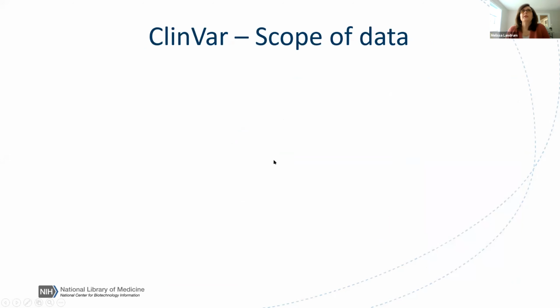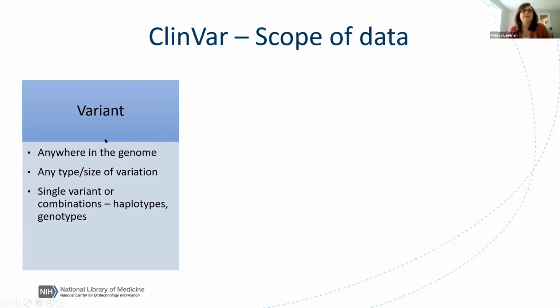So the scope of data that you'll find in ClinVar is fairly broad. So variants can be anywhere in the genome, and they can be any type or size of variation. So we include data from all the way from SNPs up to large copy number variants. Most data that you'll see in ClinVar are interpretations for single variants, so an interpretation of a single SNP or a single CNV. Occasionally, it's important for the submitter to make an interpretation based on the combination of variants, so as a haplotype or a genotype, so we do accommodate that, but most of the data you'll see are for single variants.